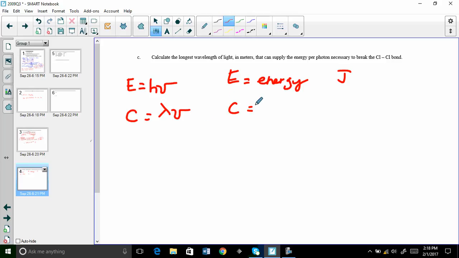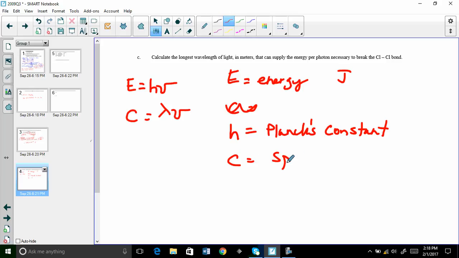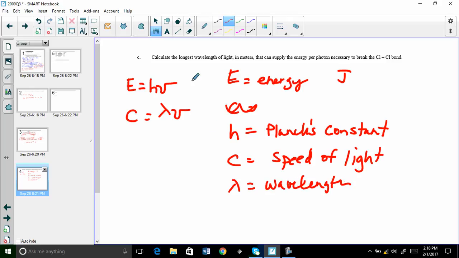C is, sorry, let's just go in order. E is energy. H is a constant called Planck's constant. It's named after Max Planck. I don't even know what that is, but it's on your formula sheet. You look it up. C is the speed of light. That's a constant. I don't know what it is. Look it up. Okay, I lie. I do know what it is. And then lambda is what we're looking for, because that's wavelength. And the problem says calculate the wavelength.